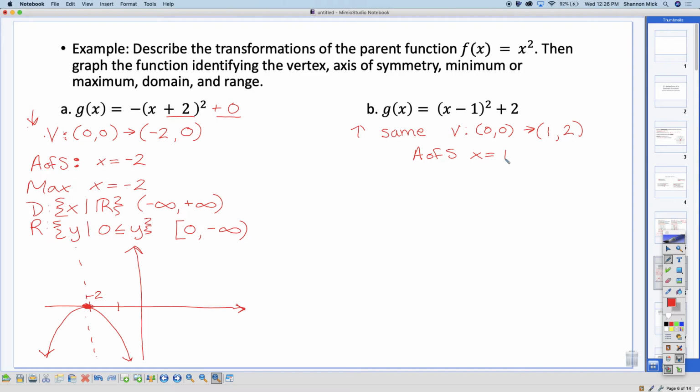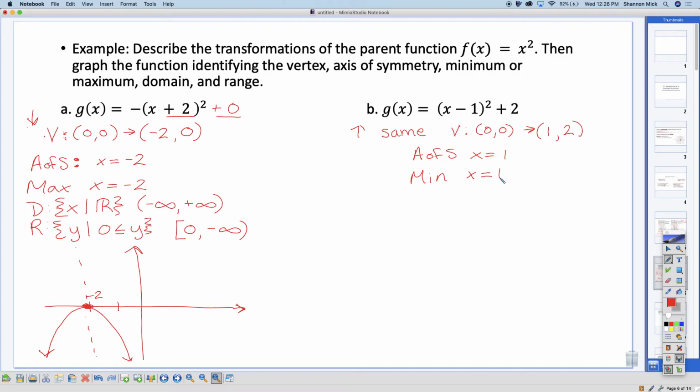Now, we're going to go min or max. That opens up, is it a min or a max? Minimum. So it's going to be a minimum at what? X equals 1 again. Yes. And I need the X, not just 1. Okay?